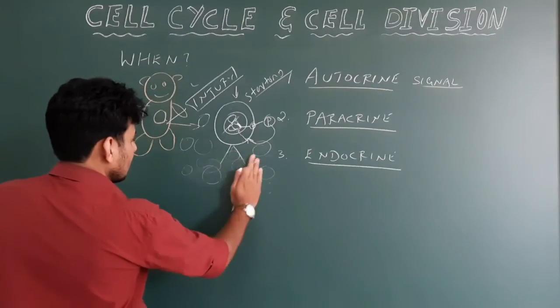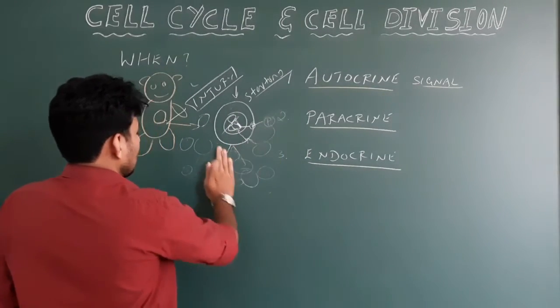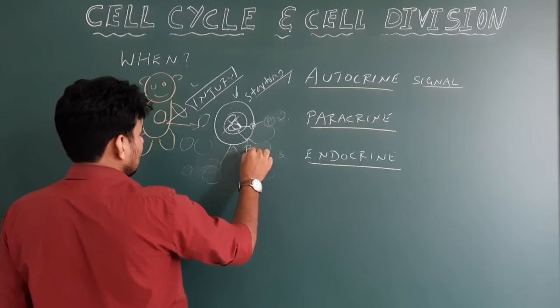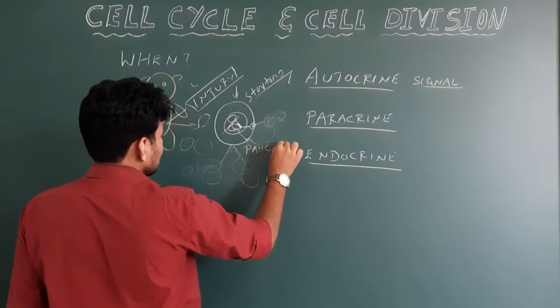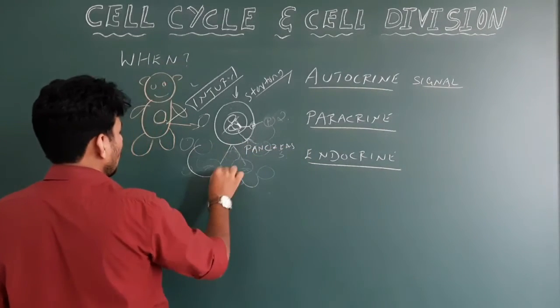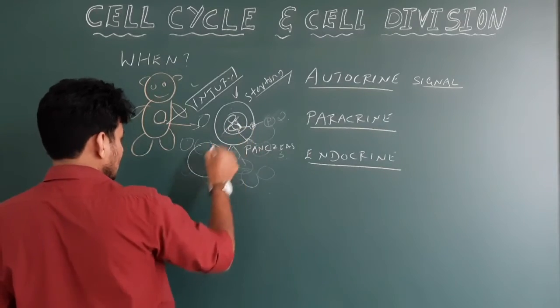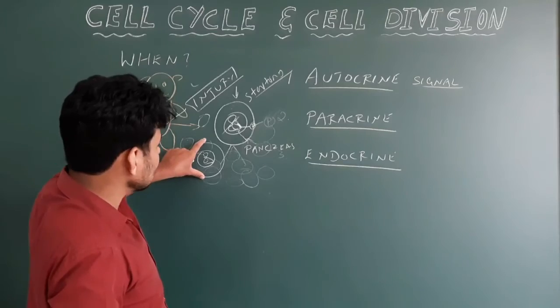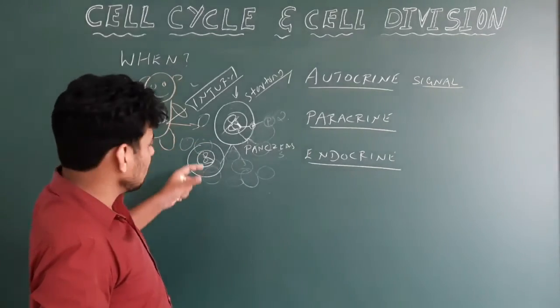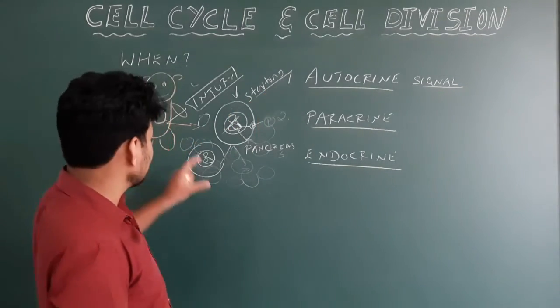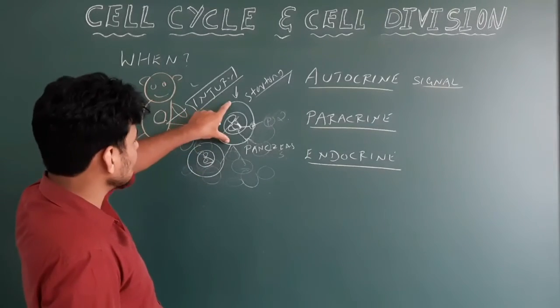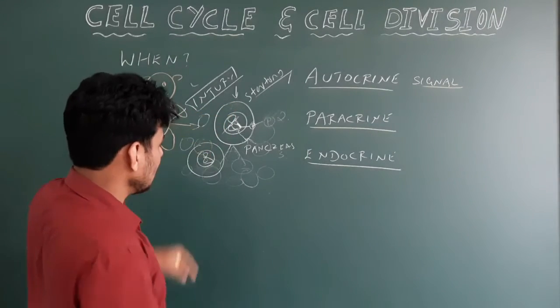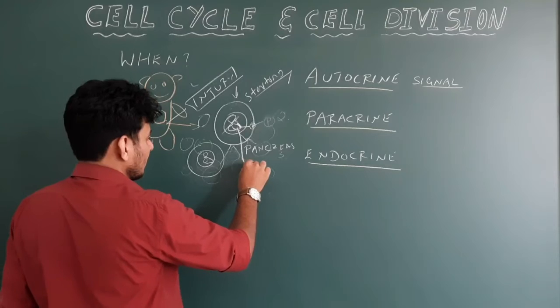Okay, again the second condition. Now this is a cell from the pancreas, and let me draw one more cell, that is the neighbor cell of this cell, which is in the pancreas itself. Pancreas, 2 cells. This cell is unable to undergo cell division. Somehow, autocrine signaling has failed in this cell. But this cell is the neighboring cell of this cell and it now produces a protein, a type of chemical.